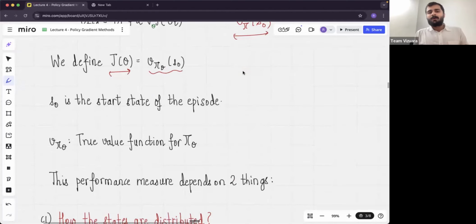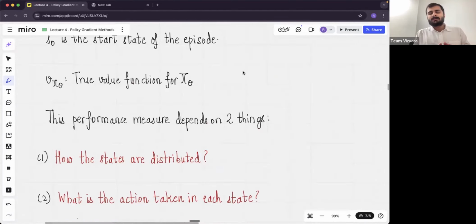Now we want to look at how we can calculate the gradient of this performance measure, which is the biggest bottleneck in this whole process. The reason why it's not easy is because the performance of a policy depends on two things. It depends on which states you are visiting in a trajectory and what kind of actions you are taking in that state. So calculating the gradient of the performance measure was a challenging task.